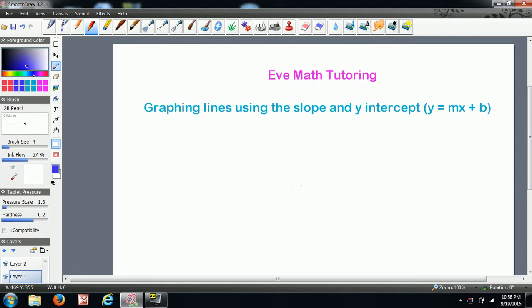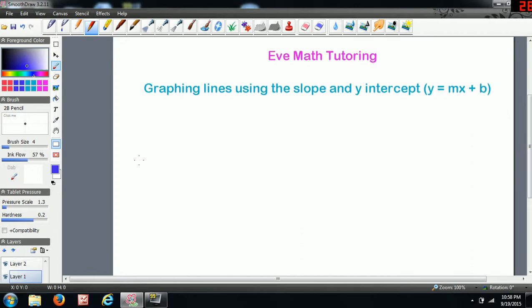Today's lesson is on graphing lines using the slope and y-intercept. So I'm going to start off with an easy example. Say you're given an equation that's already in the form y equals mx plus b. Actually, before I do that example, sorry, let me just take this back. I want to explain something.